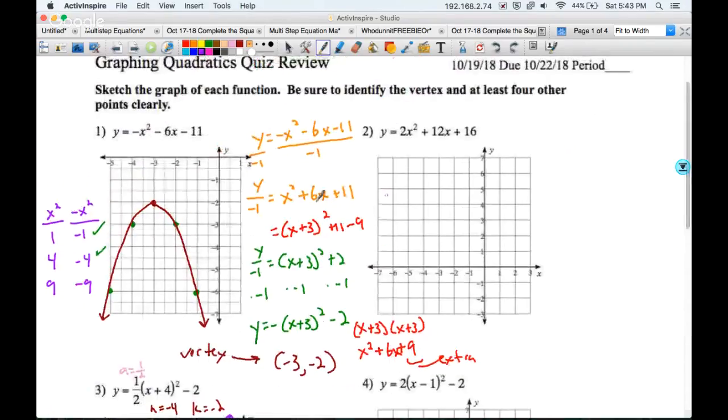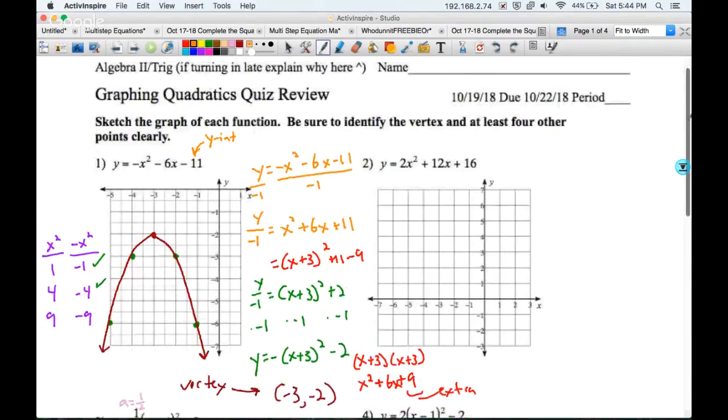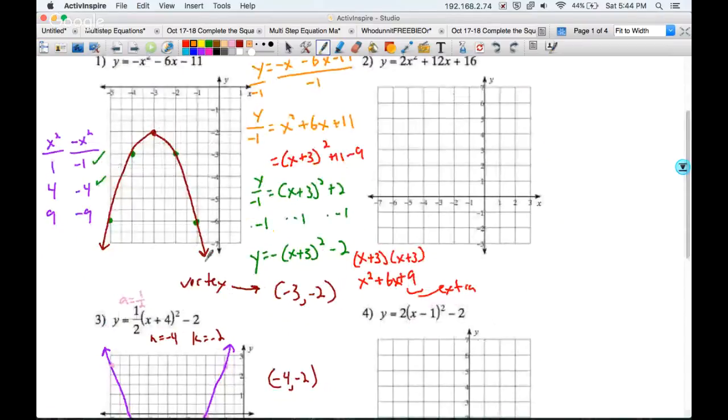Real quick, I want to jump back to number 1. There's something I thought of. We should be double checking that our parabolas look relatively correct by looking at our c value. This tells us the y-intercept. The y-intercept of this equation should be -11. Let's just look at the parabola. Does that look like that line would cross my y-axis at -11 if it kept going down? Yeah, that looks about right, so that's a good way to double check.